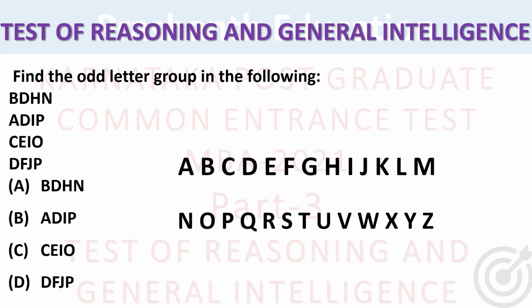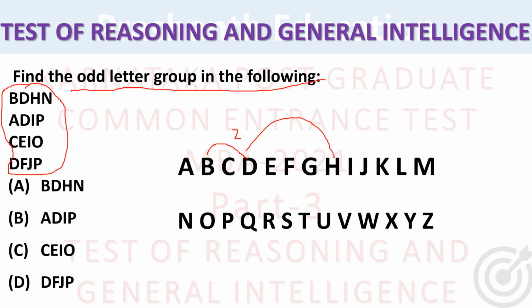Now let's see what they're asking. Find the odd letter group in the following. We need to find the odd one out from the letter groups given. First, let's look at B, D, H, N. From B to D, it's 1, 2. From D to H, it's 1, 2, 3, 4. From H to N, it will be 1, 2, 3, 4, 5, 6. So it is following a 2, 4, 6 pattern. Let's look at the next one.